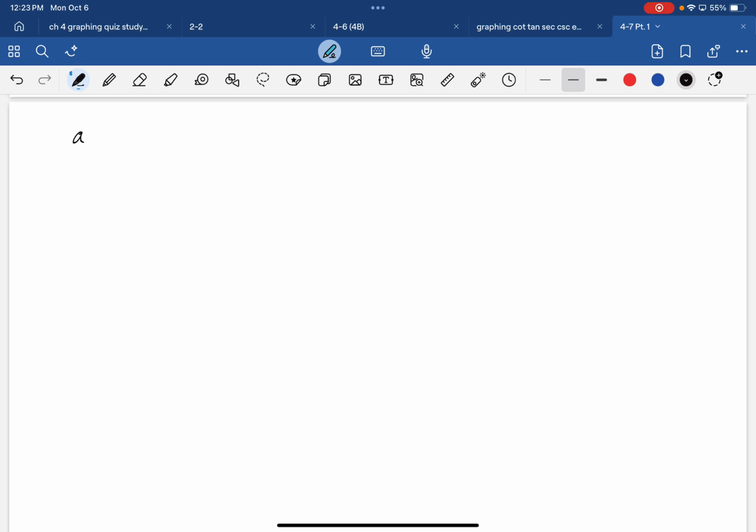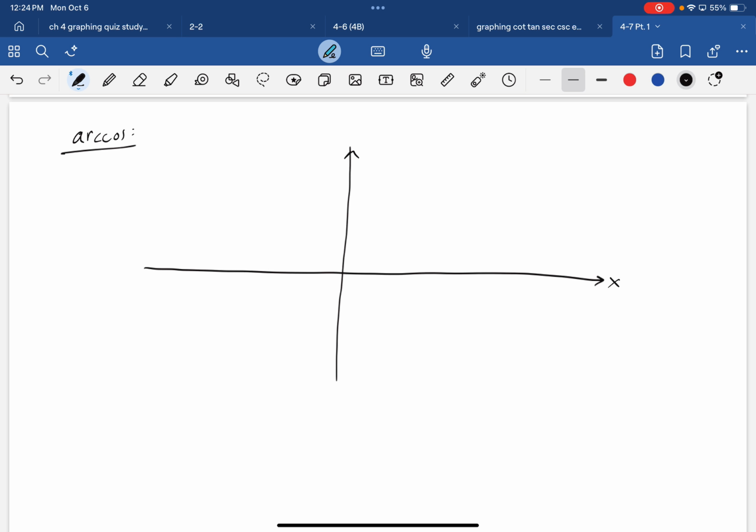Okay, so let's look at the arc cosine function. We're going to graph the cosine function, and then we're going to see where we need to restrict the domain such that it can have a well-defined inverse function. So the graph of the cosine function looks as follows.